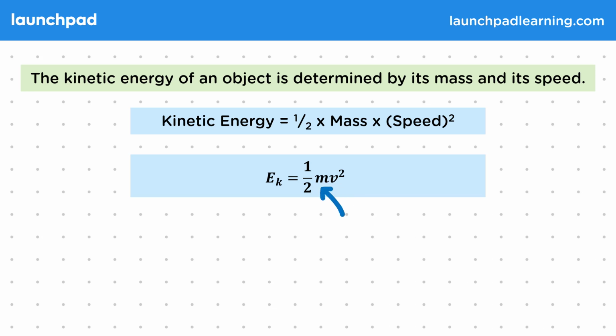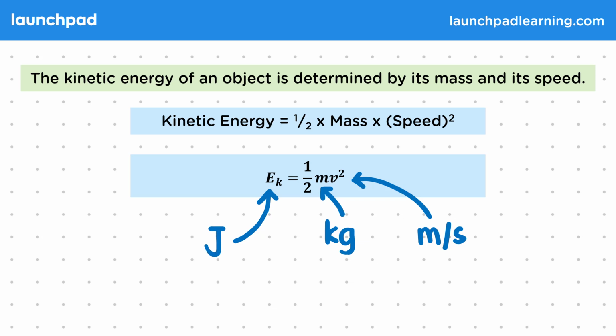The mass is measured in kilograms. The speed is measured in meters per second, and the kinetic energy is measured in joules. This formula will be given to you in an exam, but you need to be able to rearrange it and use it for problems. It's an extremely important equation that you should be very familiar with. Let's have a look at an example using this.